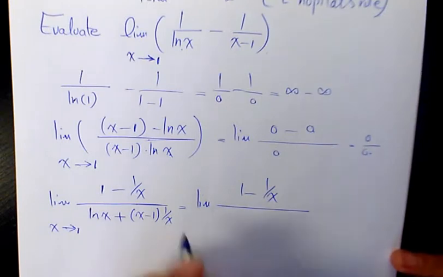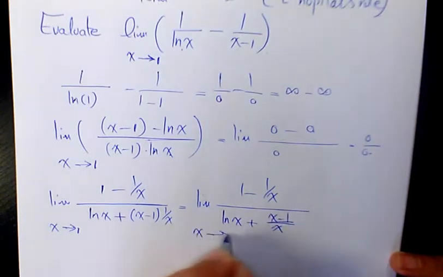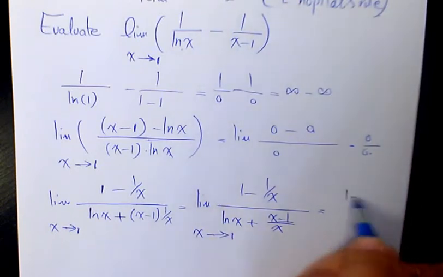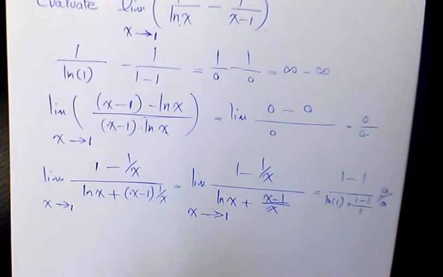And here we're going to have ln x plus x minus 1 over x. And x is approaching 1. That's going to be 1 minus 1 over ln 1 plus 1 minus 1 over 1. Again is 0 over 0.